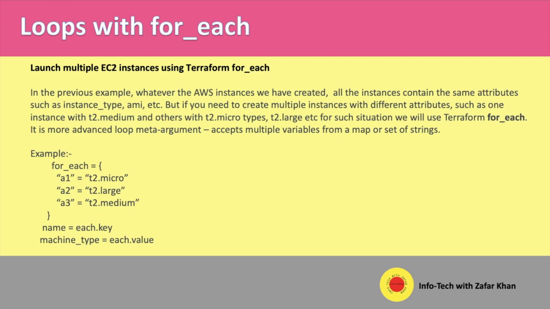Now we will use the loops with for_each. So in the previous example, whatever the AWS instances we have created, all the instances contain the same attributes such as instance type, AMI. But if we need to create multiple instances with different attributes, such as one instance with T2 micro and the other instance with T2 medium and T2 large, so for such situation, we will use Terraform for_each loop. It is more advanced loop meta argument, accepts multiple variables from a map or set of string in place of number.